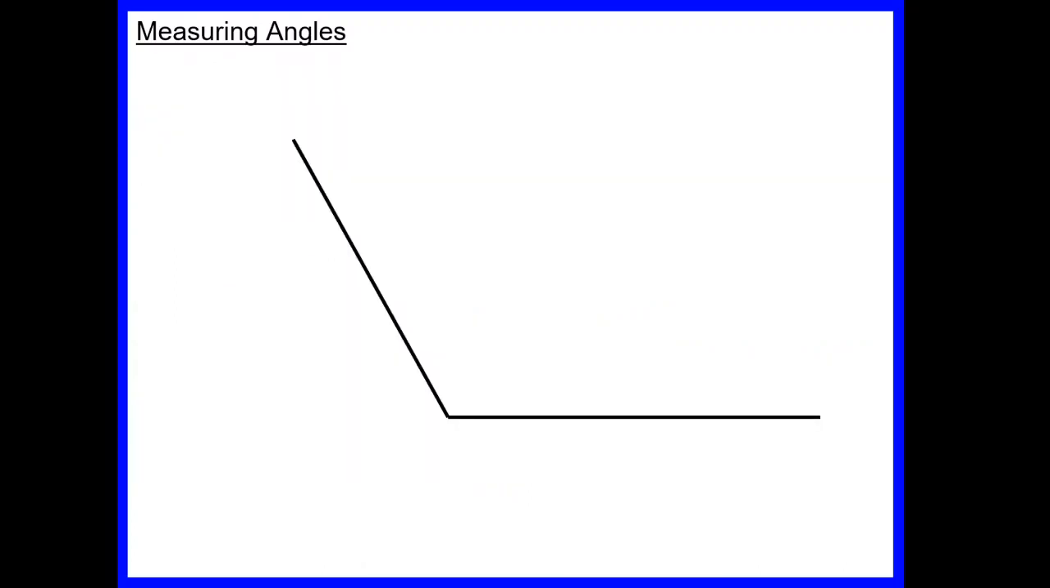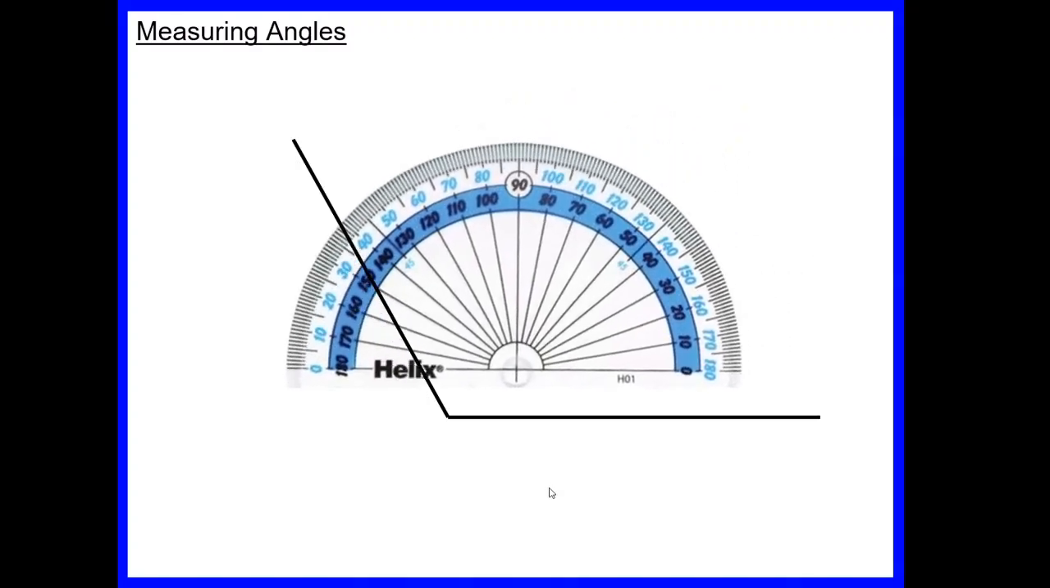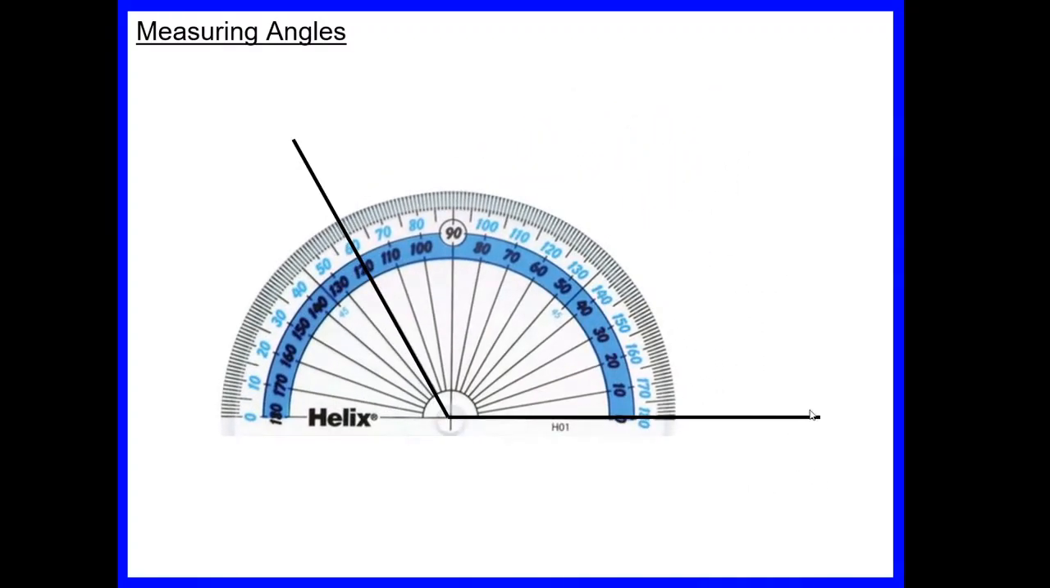Okay, let's do another one just to make sure then. So this one, again, look at the angle first. We can see this is an obtuse angle. So we know our answer's got to be more than 90 degrees. So we line our protractor up. We've got our baseline. We've lined the crosshairs on the point of the angle.